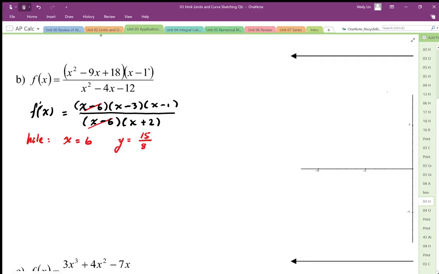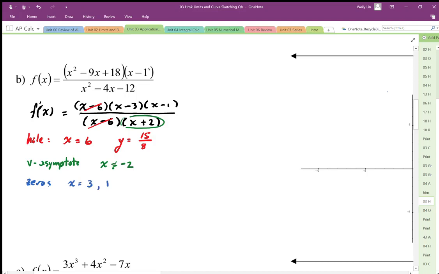I also have a vertical asymptote as a restriction. So there's my vertical asymptote. So my vertical asymptote is going to be at x equals negative 2. Since it's in factored form, I should get my zeros. So the zeros of this expression are going to be at x equals 3 and x equals 1.